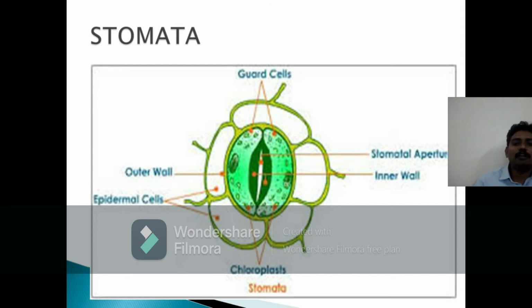Okay, so here we can find the stomatal apparatus. Stomatal apparatus means the stomatal aperture. This is the structure of the stomata. The subsidiary cells also consist of chloroplasts. This is just the structure of the stomata.